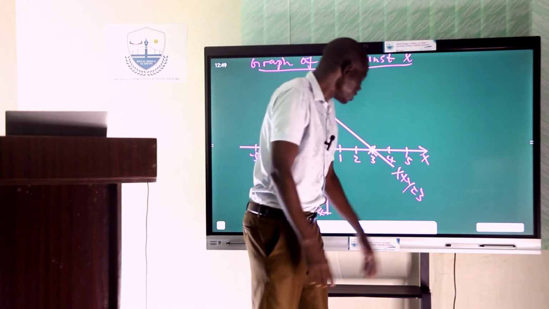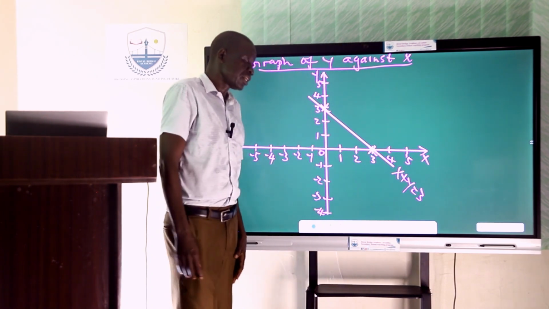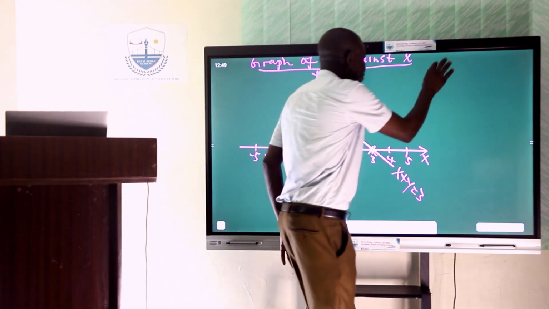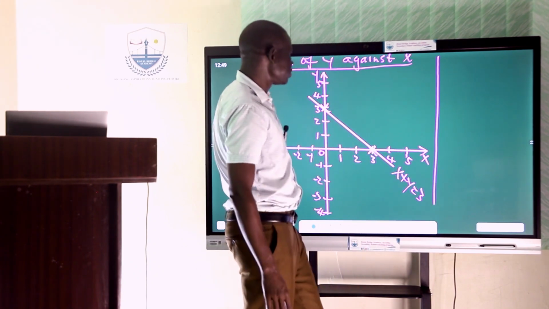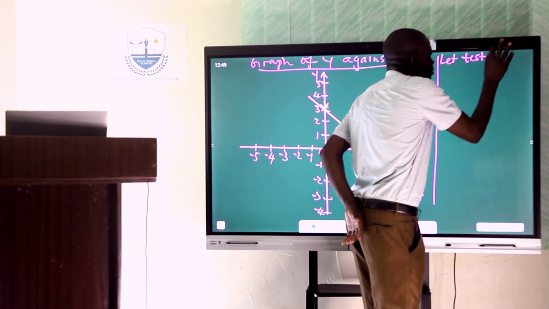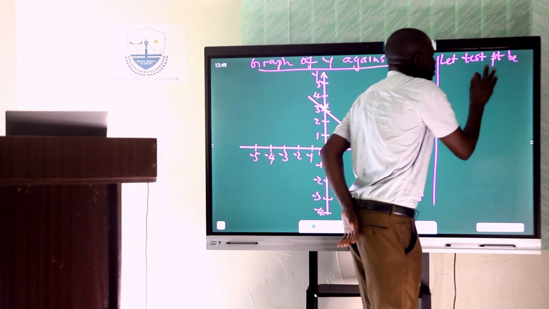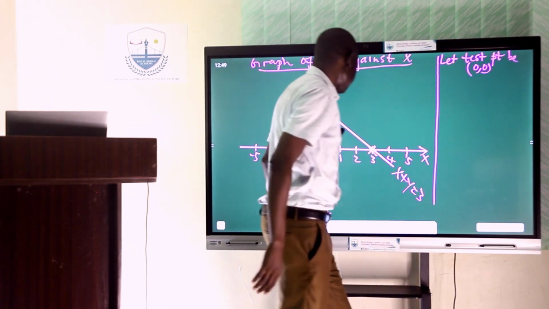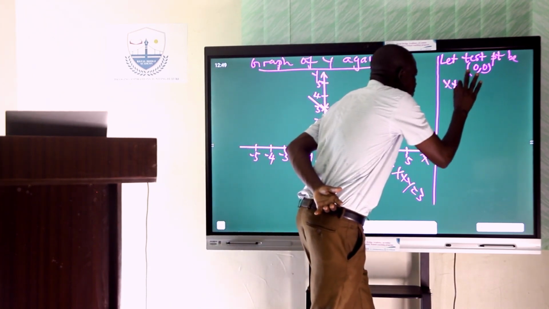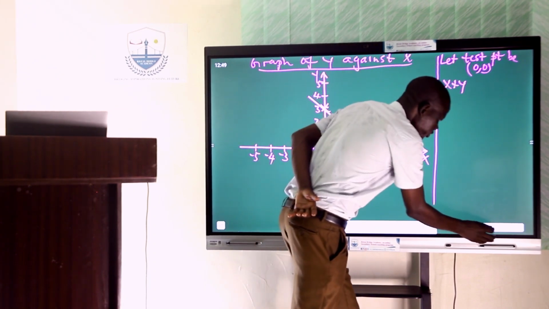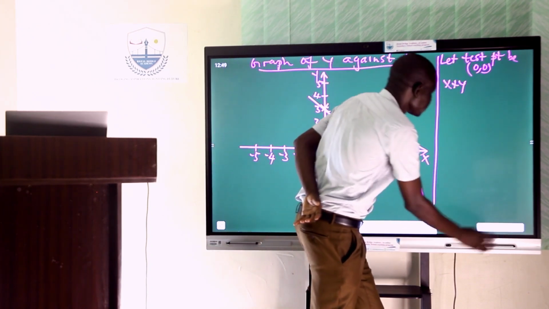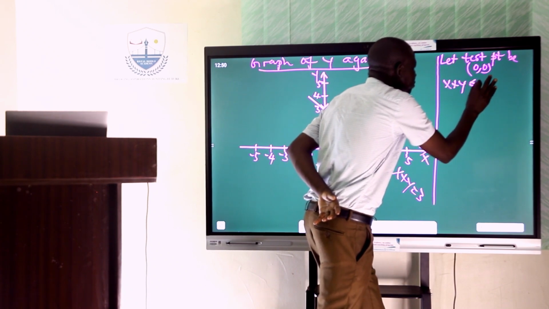But before we go to the next line, we want to shade the unwanted region. To shade the unwanted region, we choose a point. We can choose the testing point. Let the test point be 0, 0. Our inequality is x plus y is less or equal to 3.